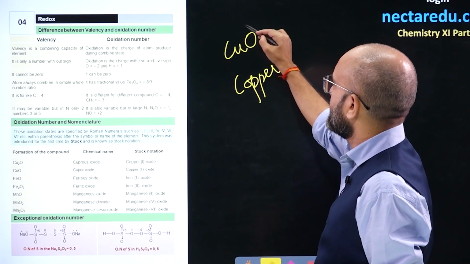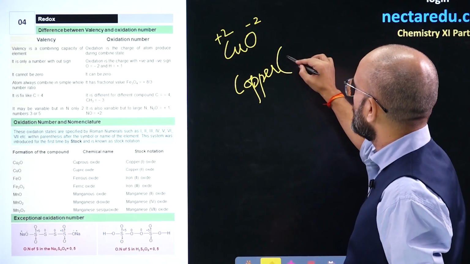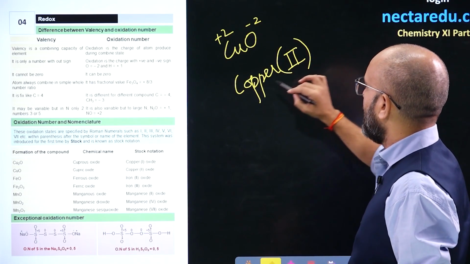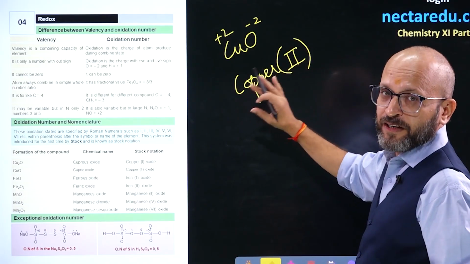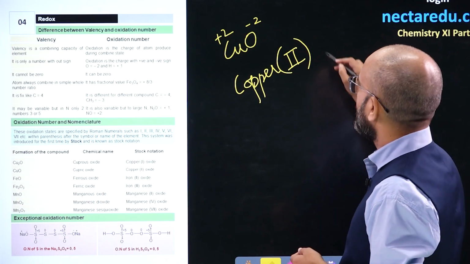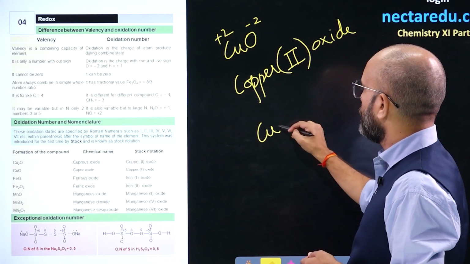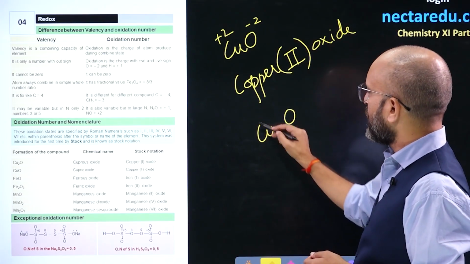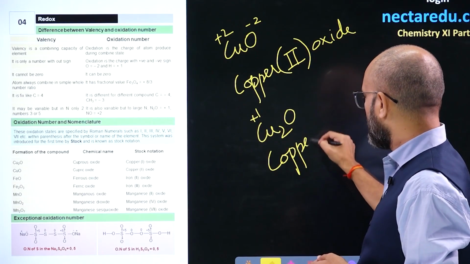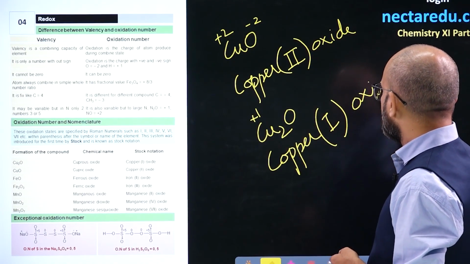What is the oxidation state? This is -2, this is +2. So the oxidation state of copper out here is 2. So I will write 2 in Roman numerals. Wherever we write copper, then its oxidation state in the compound, then I will write oxide. And if I have Cu₂O, the oxidation state of copper out here is +1. So I will write the name as copper, in brackets 1, oxide.